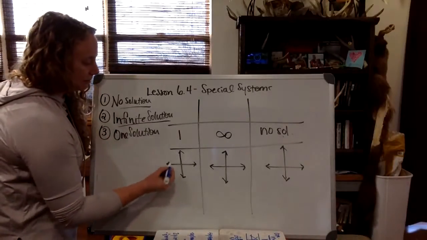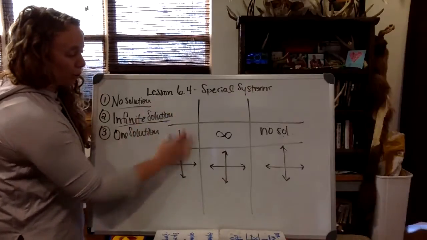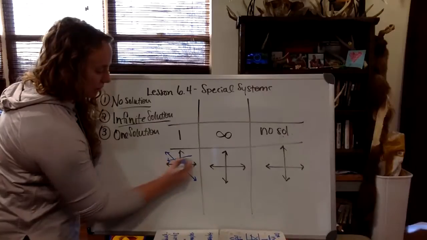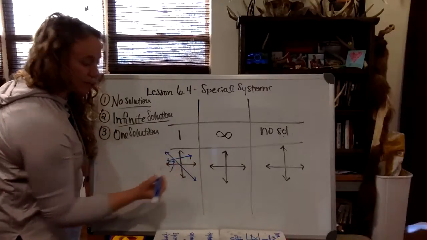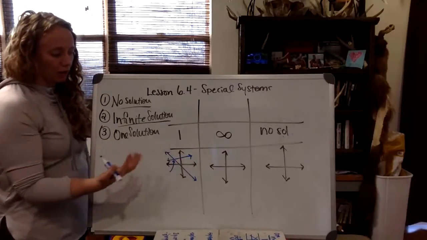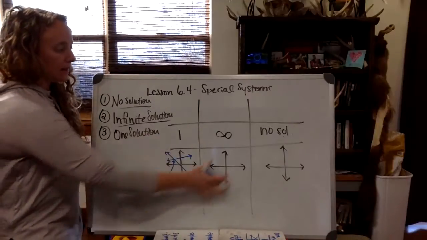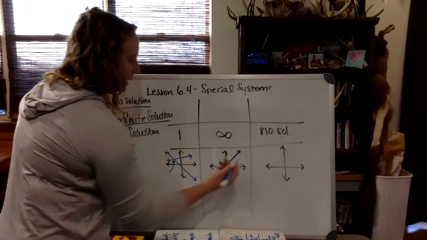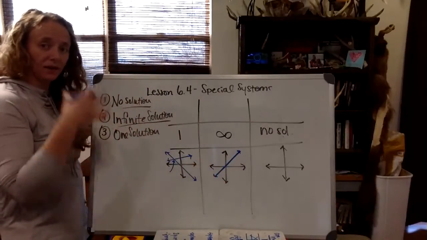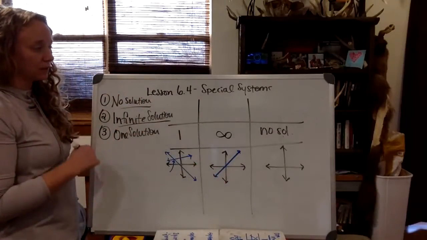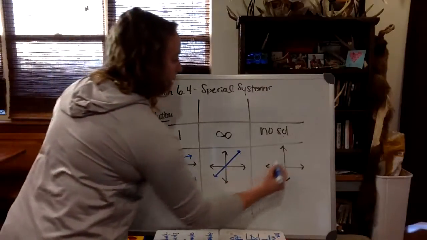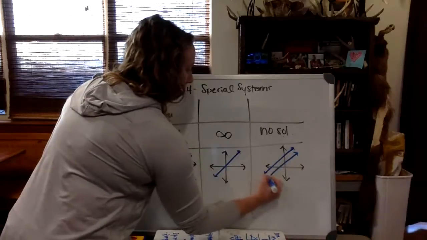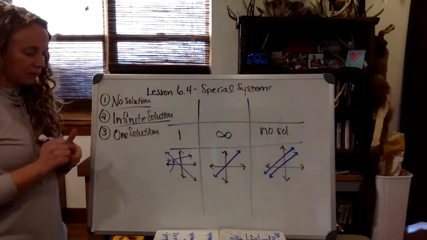So our graph for a one solution system would have an intersection, right? We'd have a point of intersection where our lines cross. This next one for infinite solutions, we'd end up seeing a single line on a graph because what we'd end up with is two lines that are right on top of each other. We have infinite solutions. And last but not least, if we had a no solution graph, we would literally have two parallel lines that never intersect.